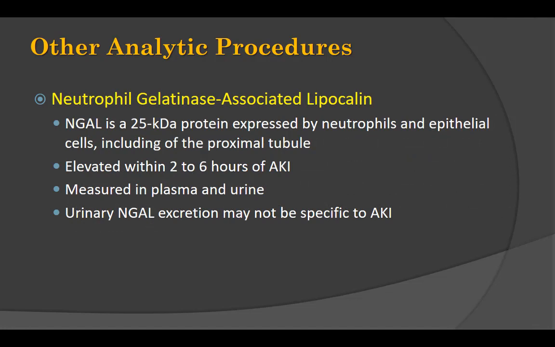Okay. One more test which is not very commonly used, but it can be used. Again, it's a protein which is expressed by neutrophils and epithelial cells, also the epithelial cells of the proximal tubule in the kidney. In cases of acute kidney injury, acute insult to the kidney, you can have elevated levels of NGAL within 2 to 6 hours. So this is sometimes used as a very sensitive indicator of acute kidney injury. Not in usual practice, but in special cases you can look at this. Okay.